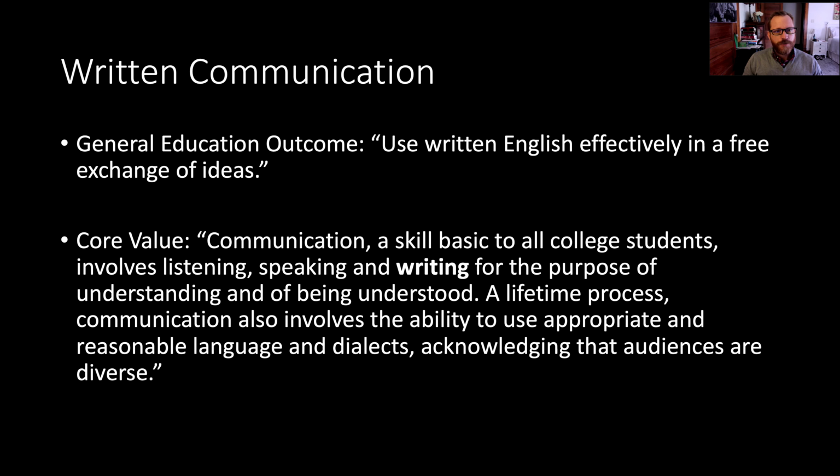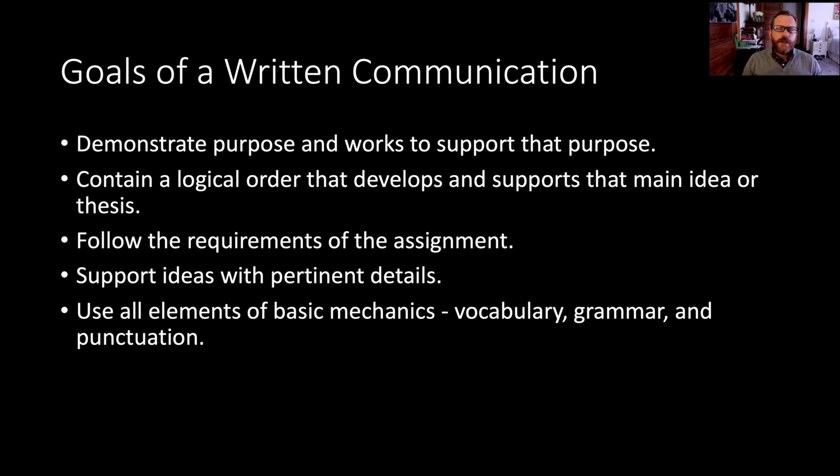So those are very broad and open definitions, which is perfect because we should all be using some form of written communication in our courses, whether it is discussion boards or just short answers, reflections, all sorts of things.